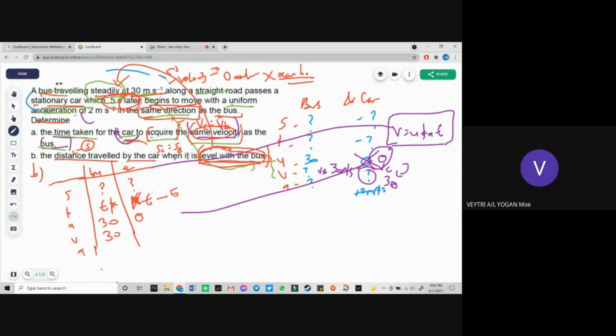Untuk car punya final velocity. Okay, in this situation, do you know what is the car's final velocity? The final velocity of the car you do not know. Okay, you do not know what's the final velocity of the car. Tapi you know the acceleration of the car. So it's 2 over here. For bus, what is the acceleration for the bus?